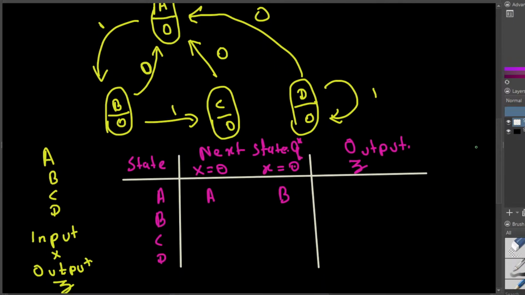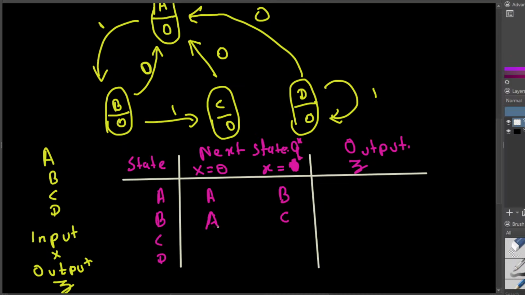Now let's look at the B. When the input is 0, you can see the B is going toward A. So the next state is A right here. This one is A. And when the input is 1, B is going toward the C. So the next state is C right here. Okay, this one should be 1 right here.